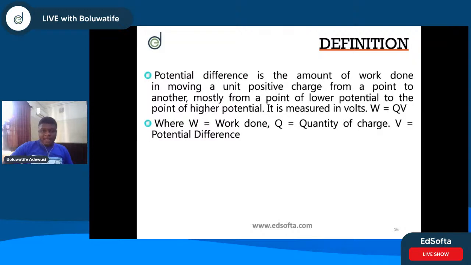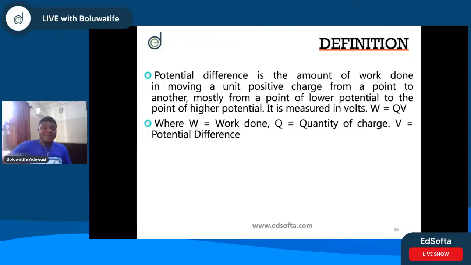Okay, it's measured in volts, and what we have here is W equals QV. That's potential difference for you. W is equal to QV, where W is work done, Q is quantity of charge, and V is potential difference. W here is work done.